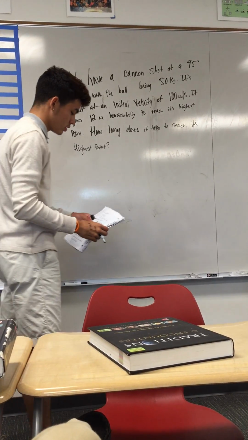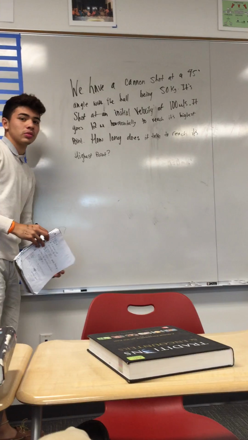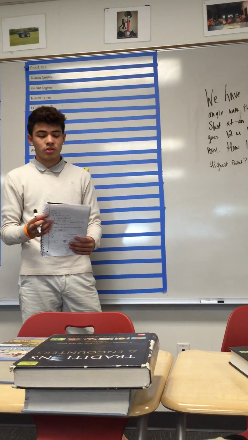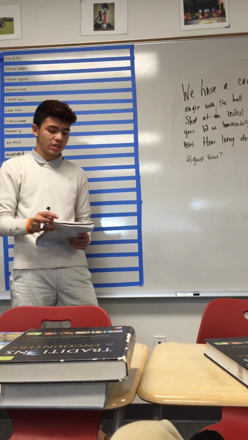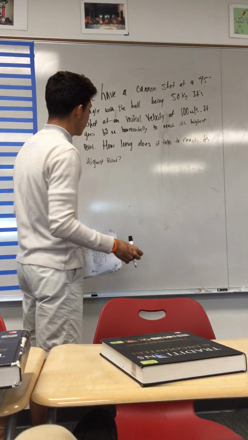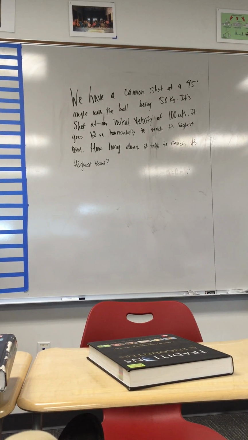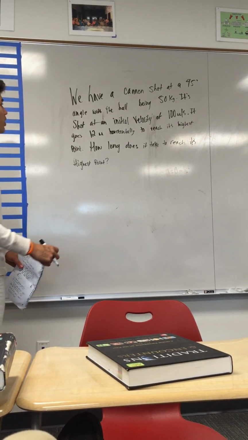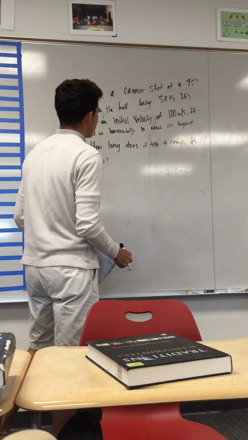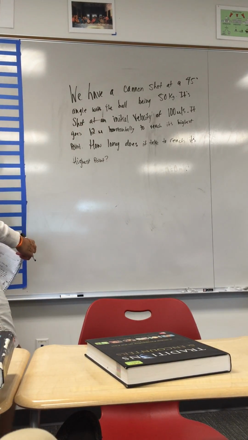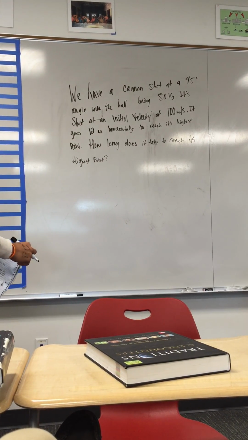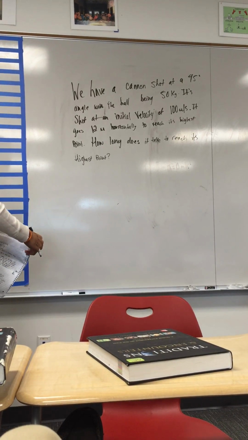Alright, so before we did kinematics, 1D horizontal motion, now we're doing projectile motion, finding time. So we have a problem that says we have a cannon shot at a 45-degree angle with the ball being 50 kilograms. It's shot at an initial velocity of 100 meters per second. It goes 12 meters horizontally to reach its highest point. How long does it take to reach its highest point?